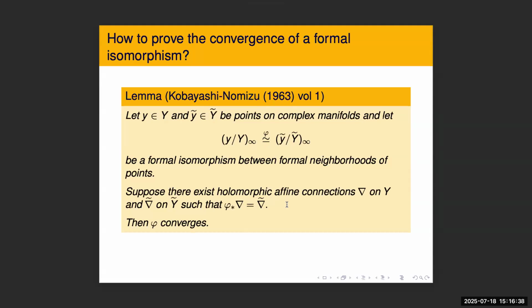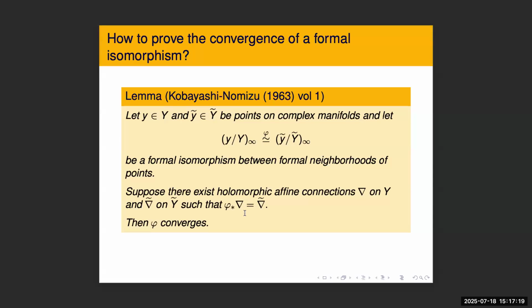That's a simple lemma. It's basically because when you have an affine connection, at each point you have natural coordinates, geodesic normal coordinates. In this case, they are holomorphic coordinates when the connections are holomorphic affine connections. And the fact that the formal equivalence preserves the connections basically says that when it sends the geodesic normal coordinates to other geodesic normal coordinates, it's exactly just a holomorphic map.